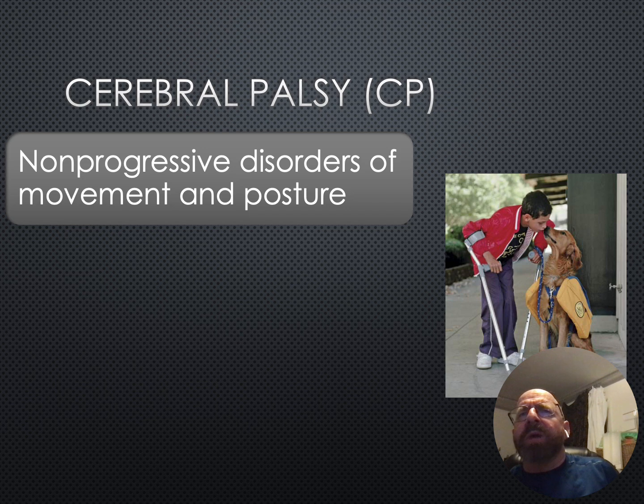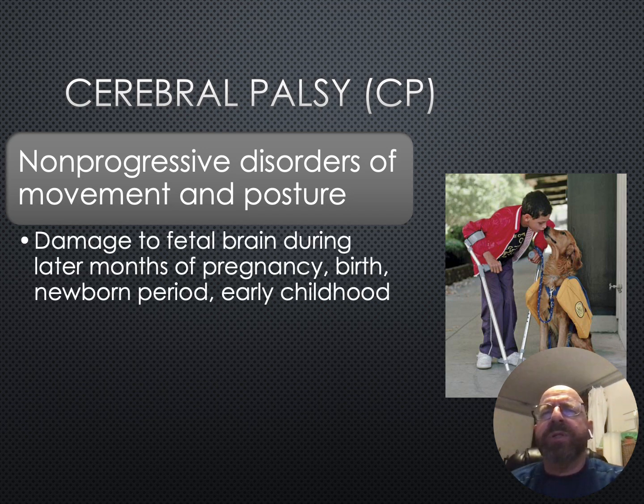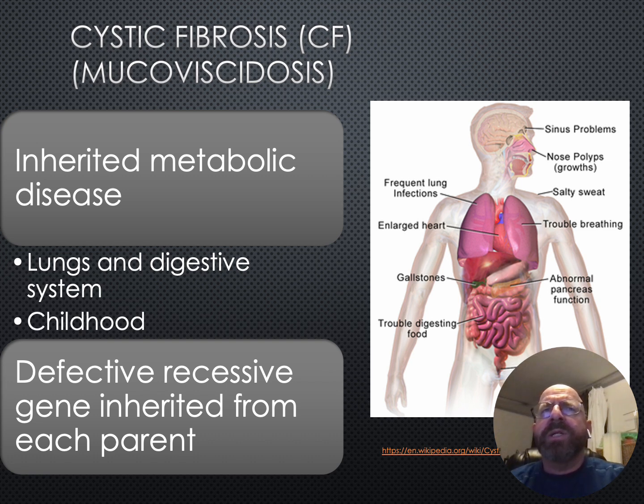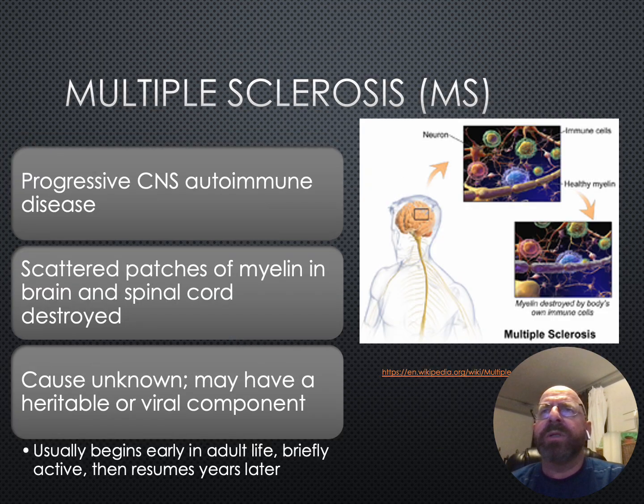Cerebral palsy is a non-progressive disorder of movement. It's caused usually by damage to the fetal brain during later months of pregnancy, birth, or newborn period, occasionally in early childhood. They may present with hearing defects, epilepsy, and other CNS disorders may be present. Cystic fibrosis is an inherited metabolic disease infecting the lungs and digestive system, often occurs in childhood. It's a defective recessive gene inherited from each parent, and this can present with respiratory and physical challenges.